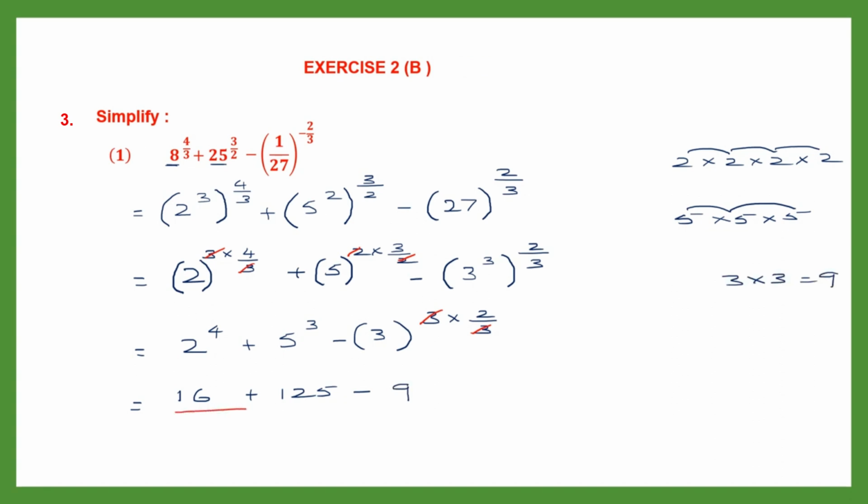Now let's work on this. Add up these two. 16 plus 125 will be 141 minus 9, and that will be 132. So our final answer to this question is 132.